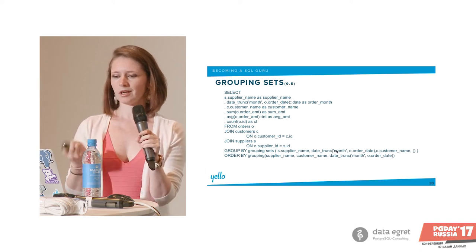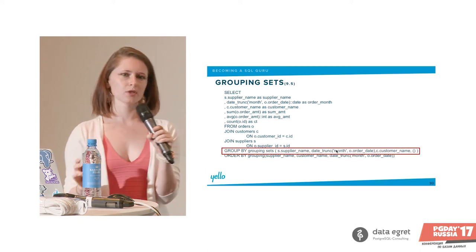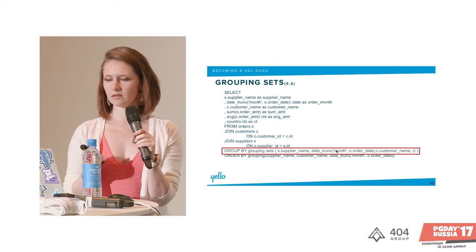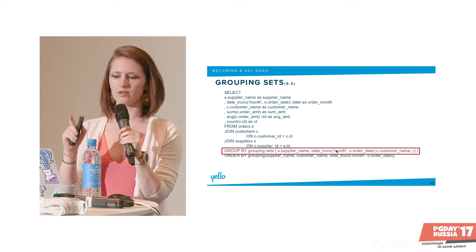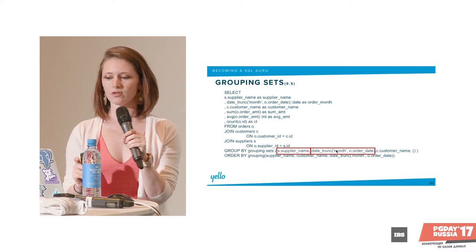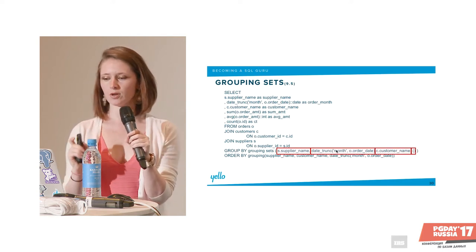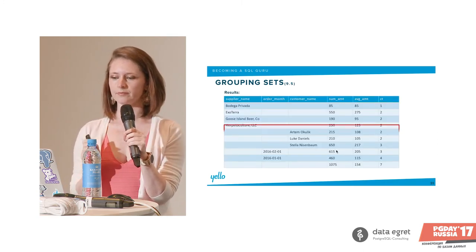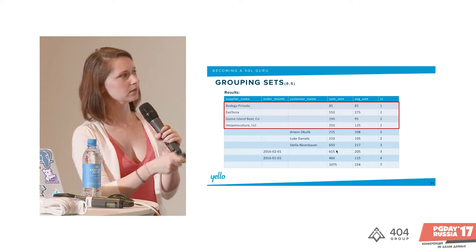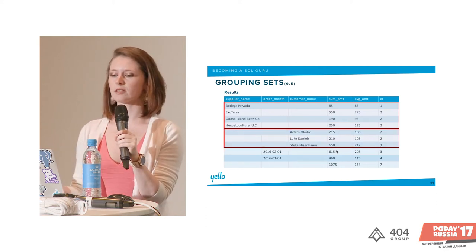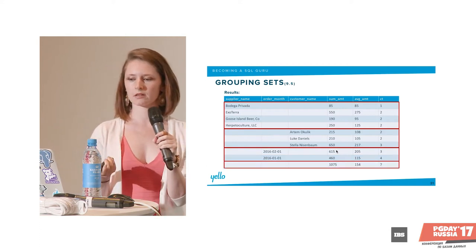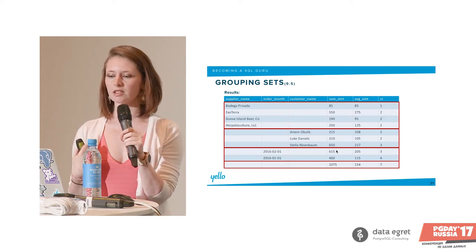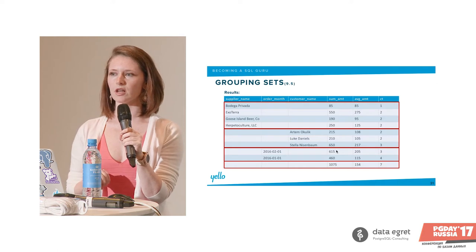Basic group by. But now, let's say I want to get subtotals for each of my attributes individually, not across all of them. So I want to get all of the averages and counts and sums for my suppliers, then for the month, then for my customer name, and then across all attributes, right? So this little last one with the parentheses means just go across the entire set. So now we have something like this. We have our aggregations just by the supplier name, just by the customer name, just by the month, and across everything.